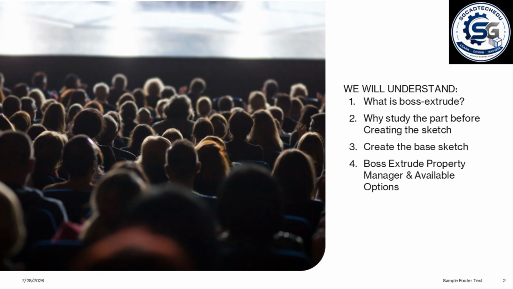Before we begin the actual modeling, let us understand what we are going to cover in this session. First, we will understand what Boss-Extrude is and how it converts a 2D sketch into a 3D feature. Next, we will discuss why studying the part and understanding its design intent is important before creating the sketch. Then, we will create the base sketch. After that, we will open the Boss-Extrude PropertyManager and study its available options. Finally, I will demonstrate the important options using practical examples.